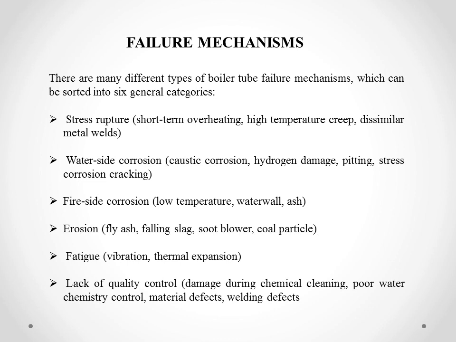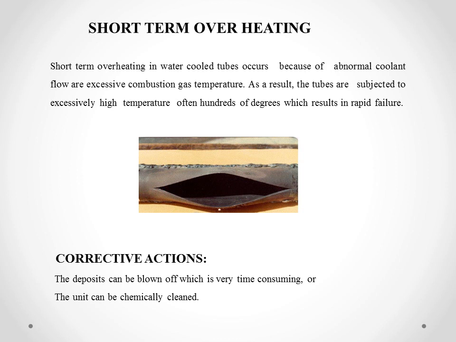Failure mechanisms. There are many different types of boiler tube failure mechanisms which can be sorted into 6 general categories: stress ruptures, water side corrosion, fire side corrosion, erosion, fatigue, and lack of quality control. Short-term overheating. Short-term overheating in water-cooled tubes occur because of abnormal coolant flow or excessive combustion gas temperature. As a result, the tubes are subjected to excessively high temperature, often hundreds of degrees, which results in rapid failure.